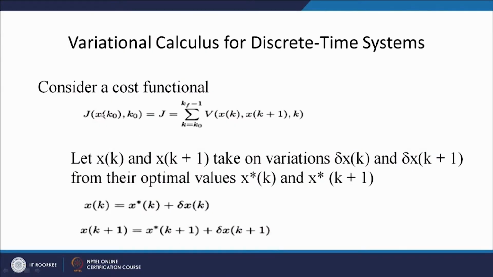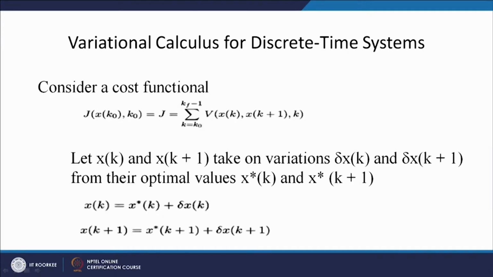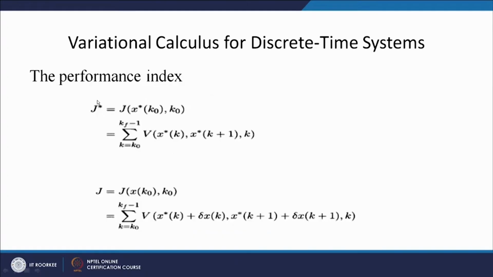So, with this x k I will have the optimal value of the j as j star given as v of x star of k plus 1, k, and at the variation point x star of k plus 1 plus delta x k plus 1. So, at the optimal point, which is at x star of k, my j is v of x star of k plus 1, k, and at the variation point my performance index j is defined as v of x star of k plus 1 plus delta x k plus 1, x k.